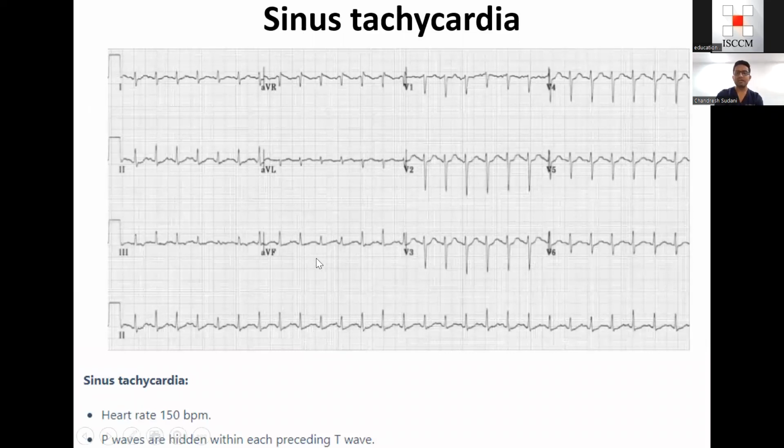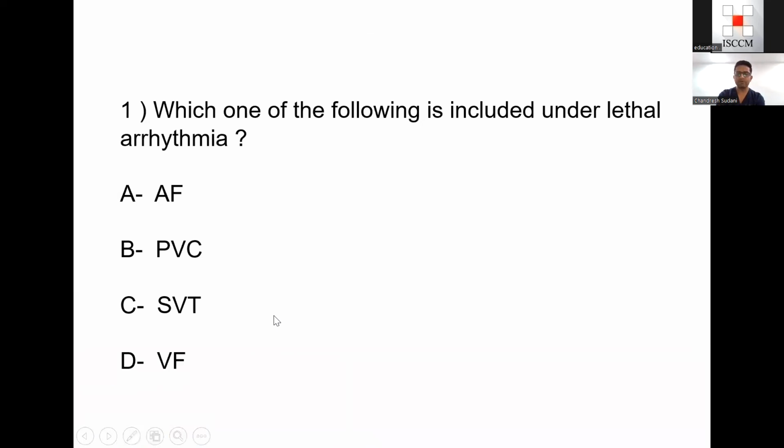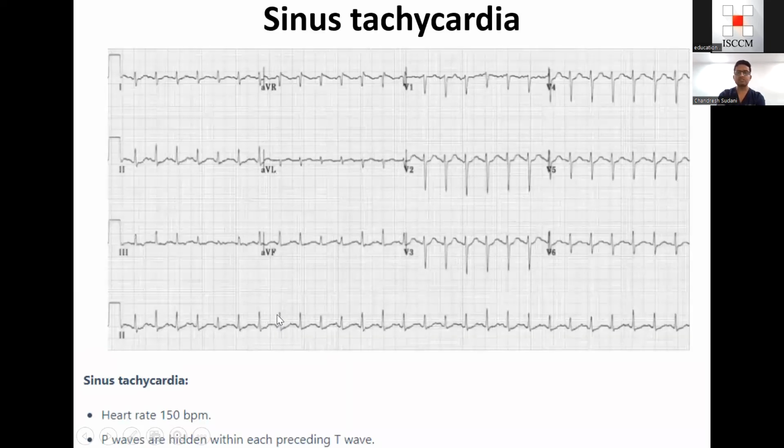Sinus tachycardia: here between two RR intervals you can hardly see 1.5 squares. So definitely the heart rate is almost 150. This is a classical ECG of sinus tachycardia. So this was about the most common, prevalent abnormal ECGs that we see in ICU practice.